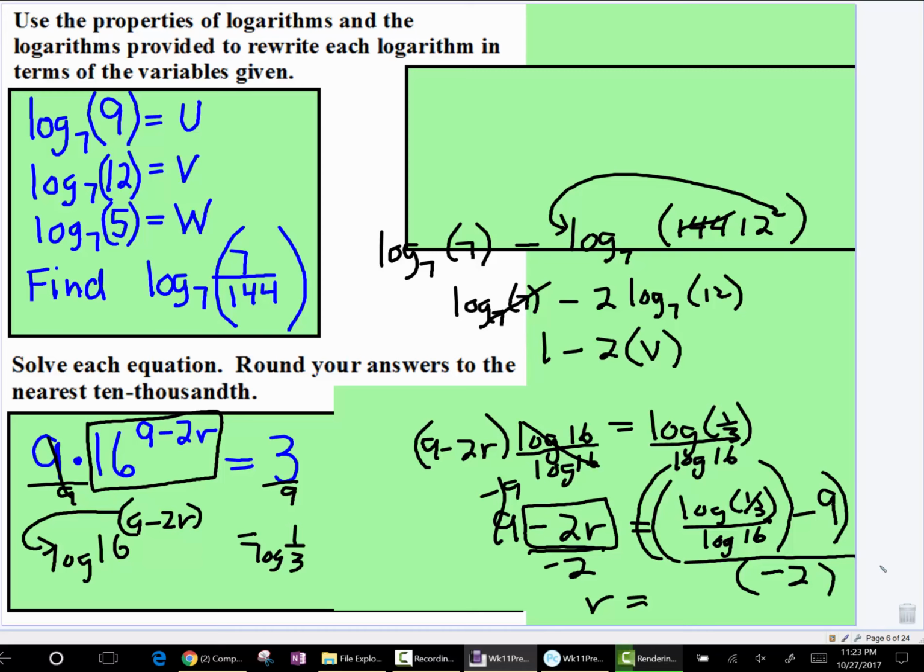So this is what I'm going to type in the calculator. Left parentheses, log 1, fraction button 3, right parentheses, divide log of 16, right parentheses again, subtract 9, right parentheses, divide, left parentheses, negative 2, right parentheses, enter, and we get that r is about 4.698, and we need to round to the nearest ten-thousandth, so that means 4 places: 4.6981.